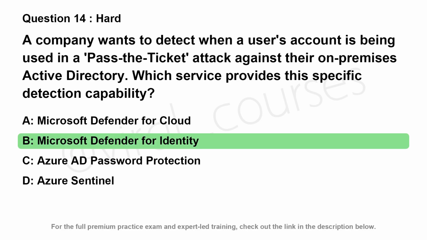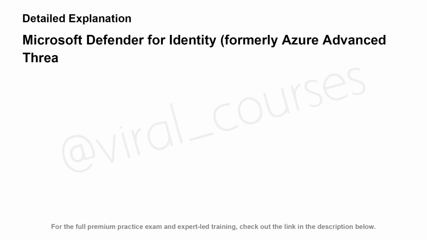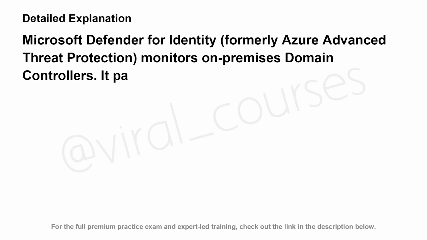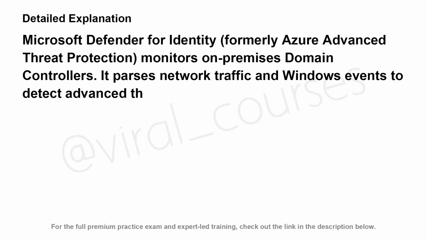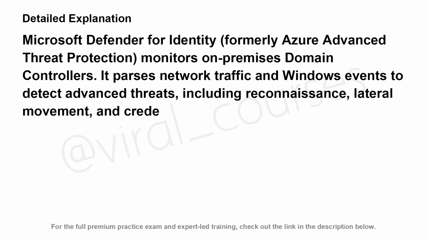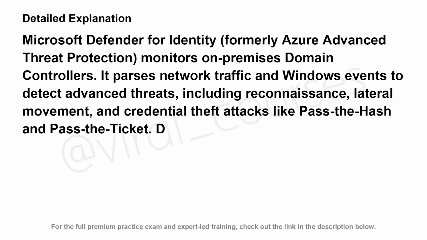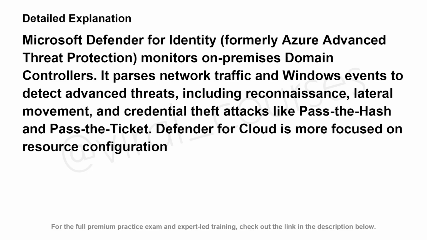The correct answer is B. Microsoft Defender for Identity, formerly Azure Advanced Threat Protection, monitors on-premises domain controllers. It parses network traffic and Windows events to detect advanced threats, including reconnaissance, lateral movement, and credential theft attacks like pass the hash and pass the ticket. Defender for Cloud is more focused on resource configuration and VM-level security.